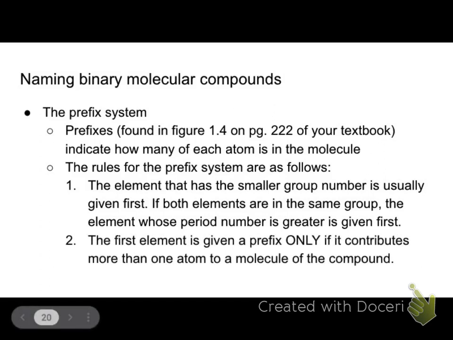Rule number 2, you only give the first element a prefix if it contributes more than one atom to a molecule of a compound. Okay? So you should never have a compound that starts with mono something, because if it only has one atom of that element, then you're not putting a prefix on it. Just like we don't put a subscript 1 in a formula if there's only one of those atoms.